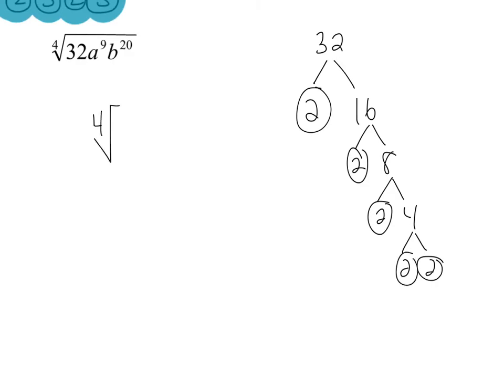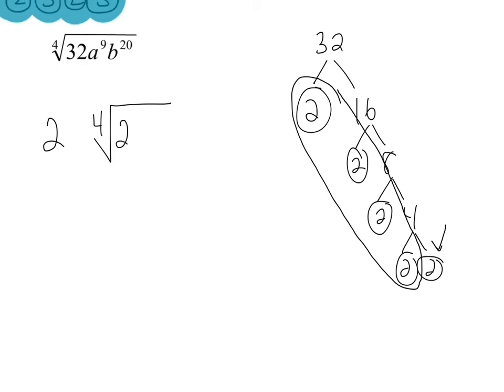So when I'm simplifying my 4th root, I'm looking for any perfect groups of 4. Well, I have 4 2's. So the group of 4 2's will come outside of the radical and be out front. I also have this leftover 2 here, so it will stay inside. So the 4th root of 32 is 2 times the 4th root of 2.